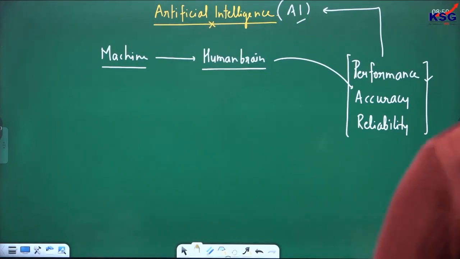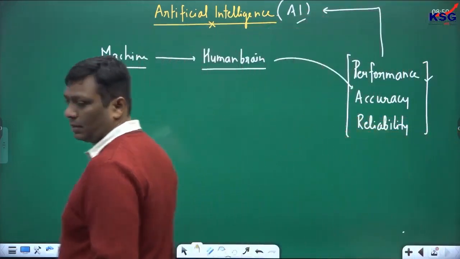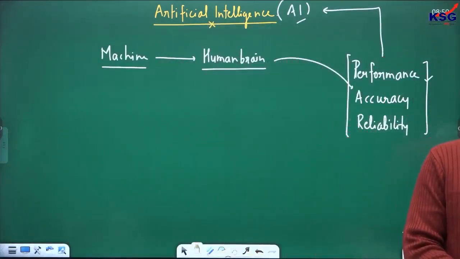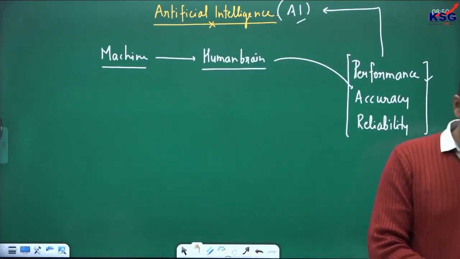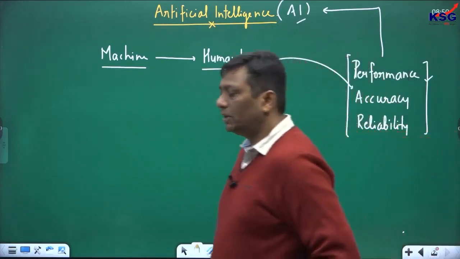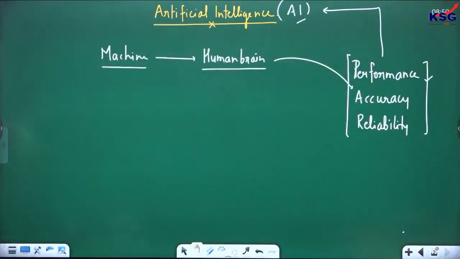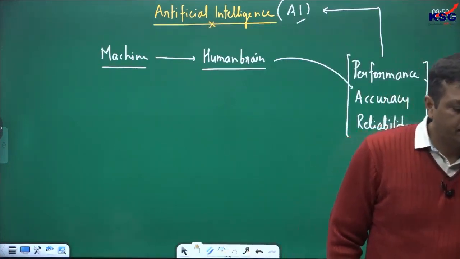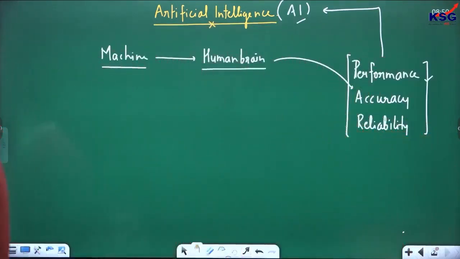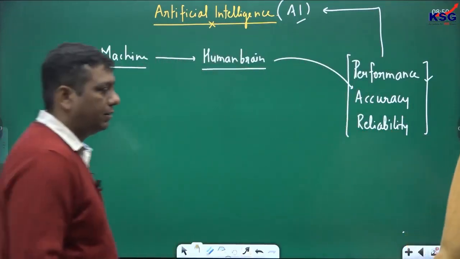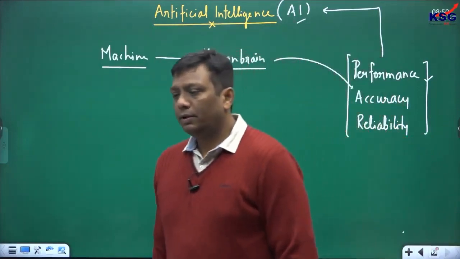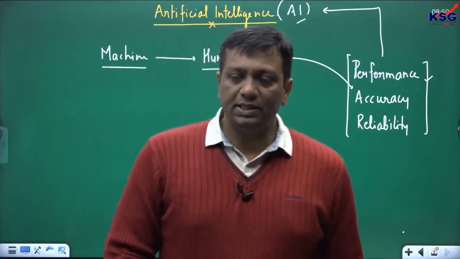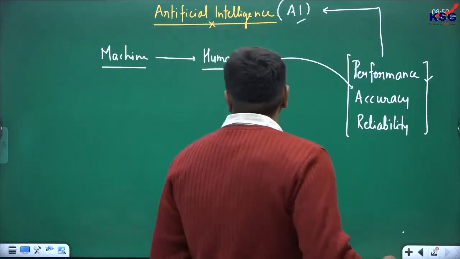Okay, write it down: It is a machine that works like the human brain in reference of performance, accuracy and reliability. That is AI. So that's your AI definition.